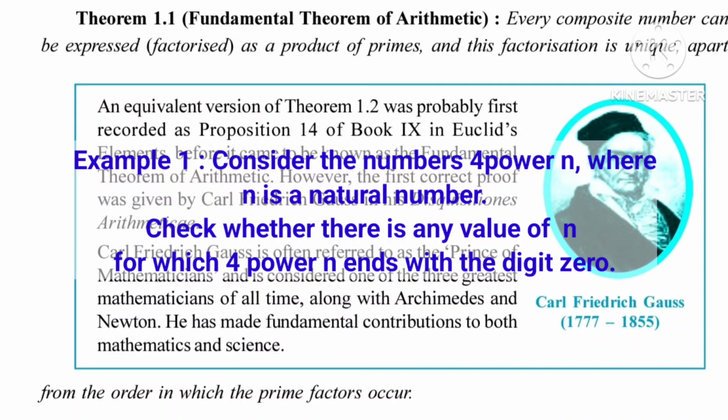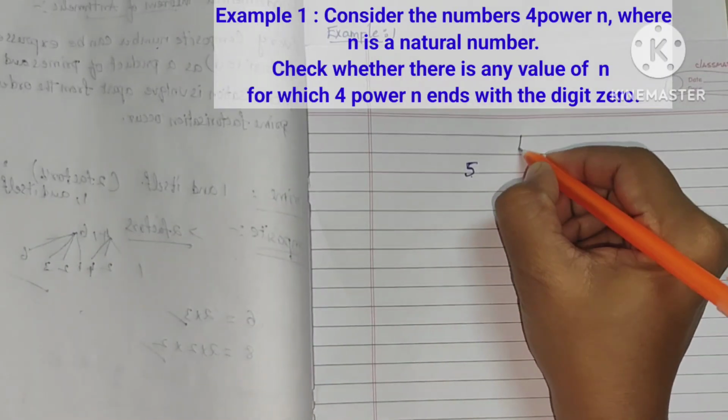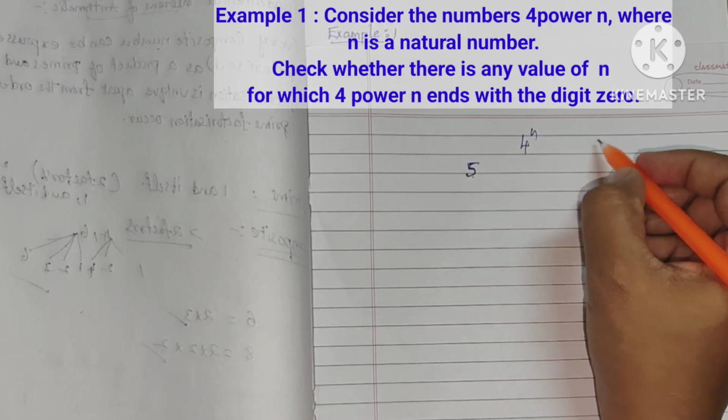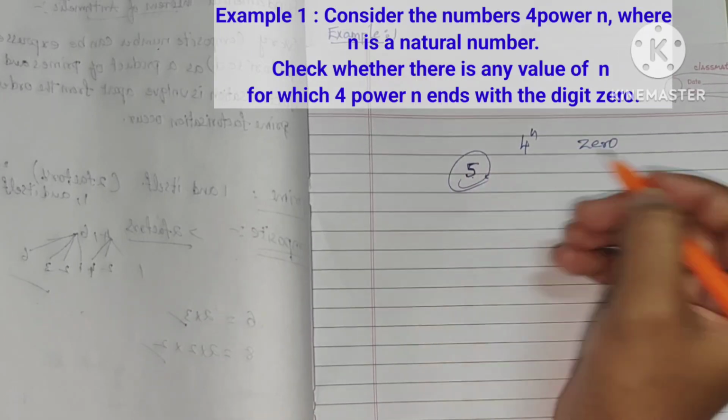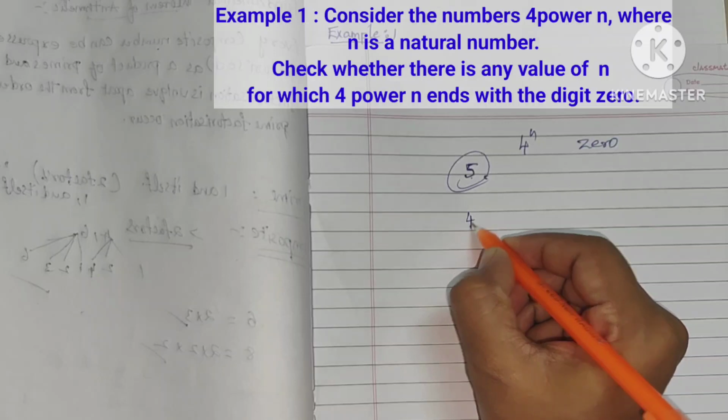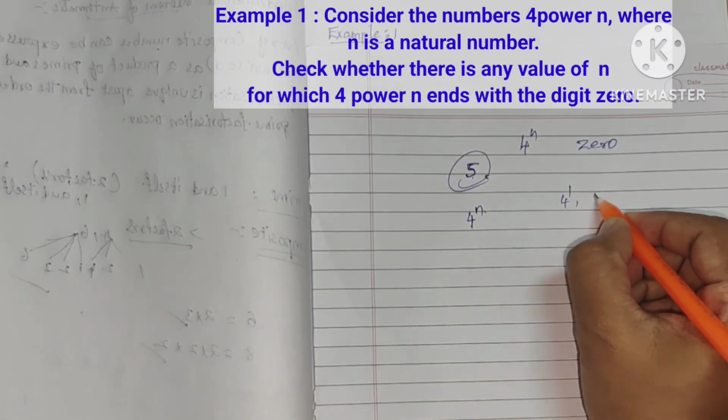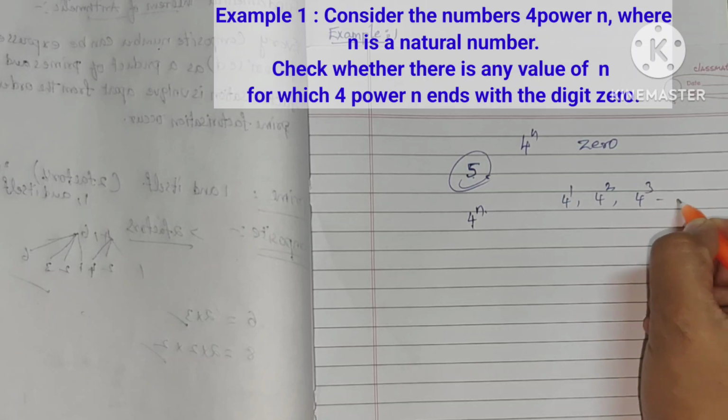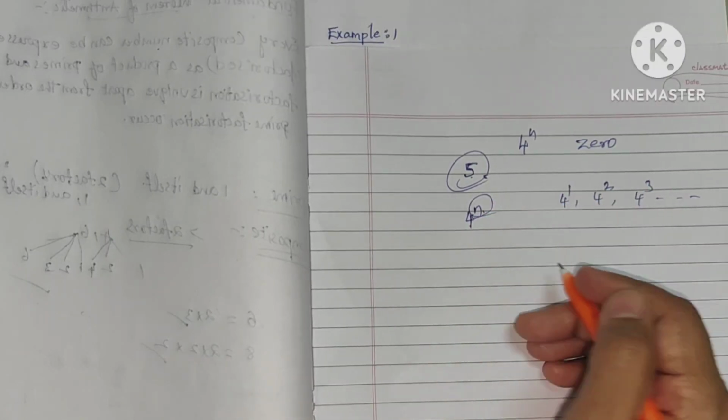See example 1. Consider the number 4 power n, where n is a natural number. Check whether there is any value of n for which 4 power n ends with the digit 0. Any number to end with 0 must be divisible by 5. If you see 4 power n, that means 4 power 1, 4 power 2, 4 power 3, like that, where n is any positive number.